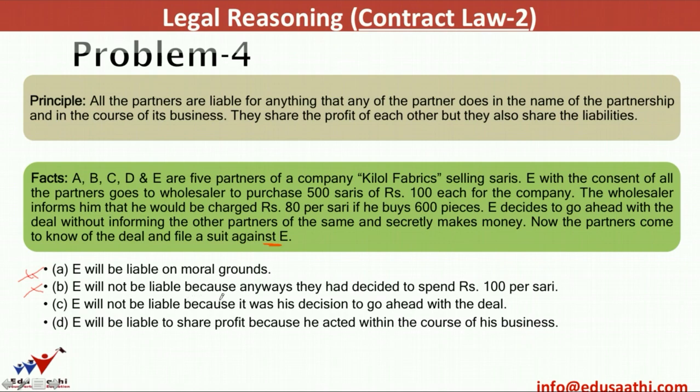E will not be held liable because it was his discretion to go ahead with the deal. No, the person is acting on behalf of the partnership firm, so he cannot take decisions for himself and make secret profits. E will be liable to share profit because he acted in the course of business. This is the right answer. Whatever he did, he was doing on behalf of the partnership firm, so it's his duty to share the profit he has made. By filing the suit against E, the other partners would make him liable for the profit which he had made during the course of business. So this is the right answer other than the other options.